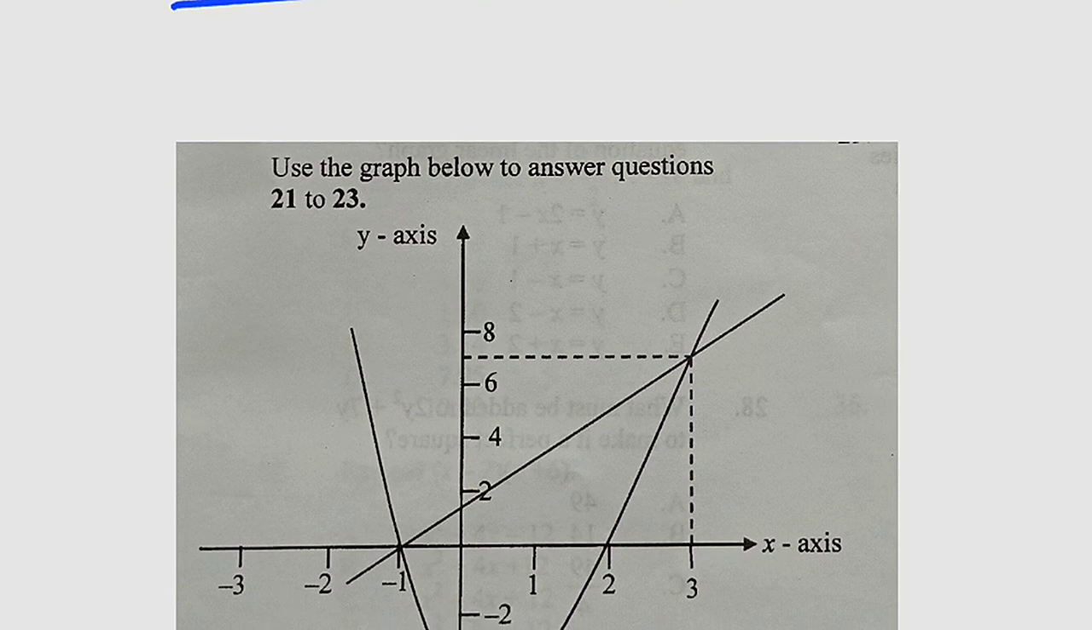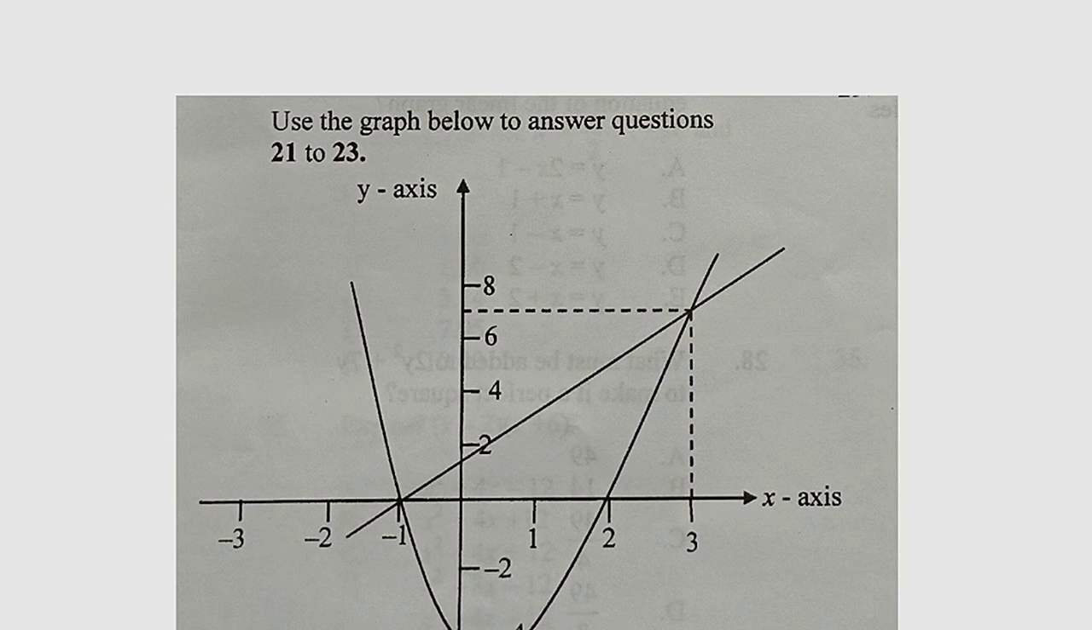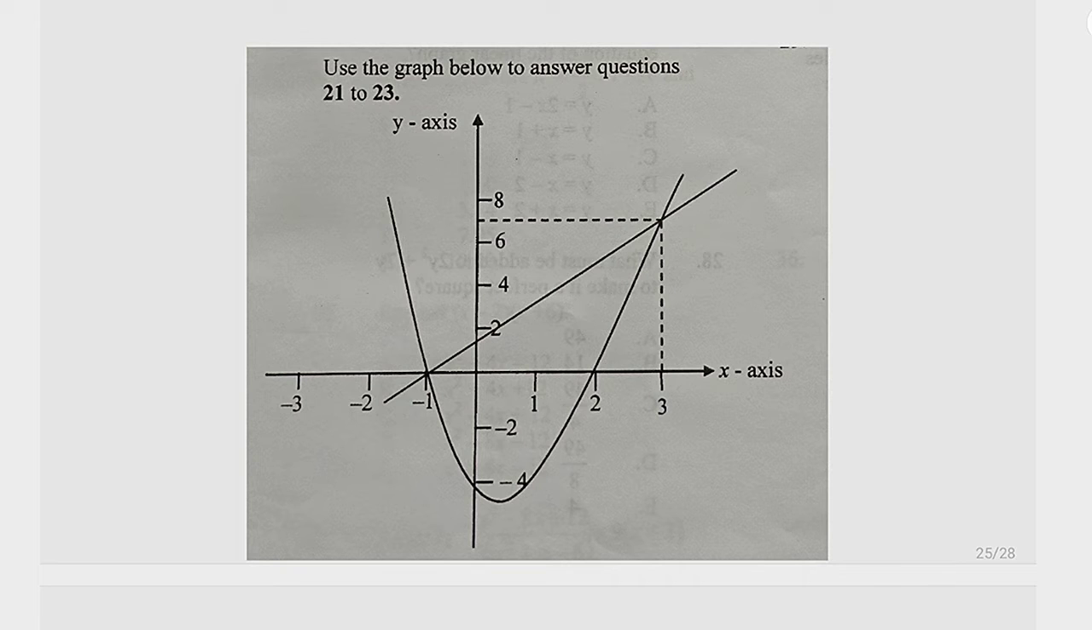Question number 21. We are asked to use this diagram to answer question 21 and question number 23. Just study the diagram. You can see we have two graphs here, a quadratic graph and a linear graph, and they intersect at some points, this and this.